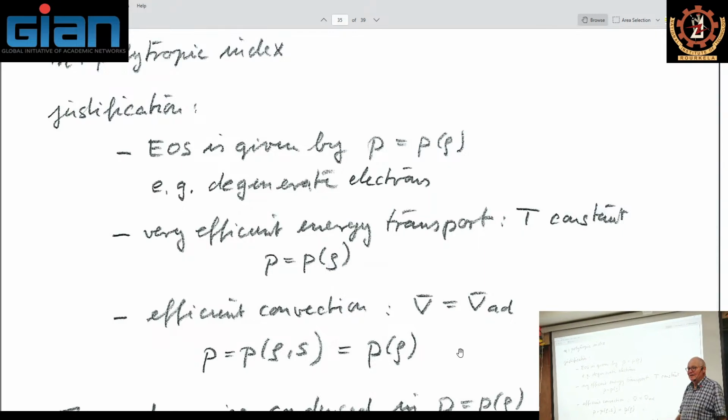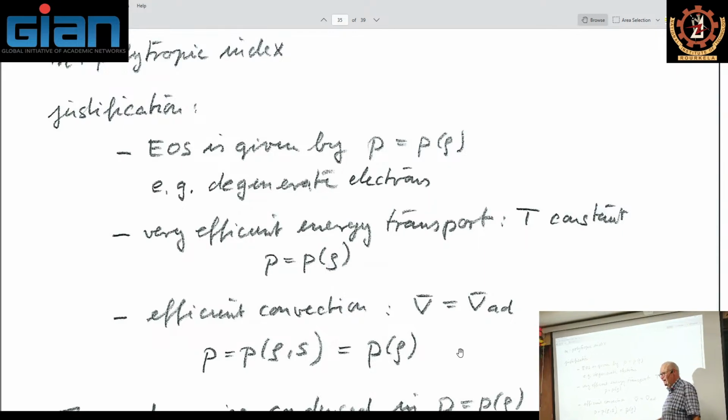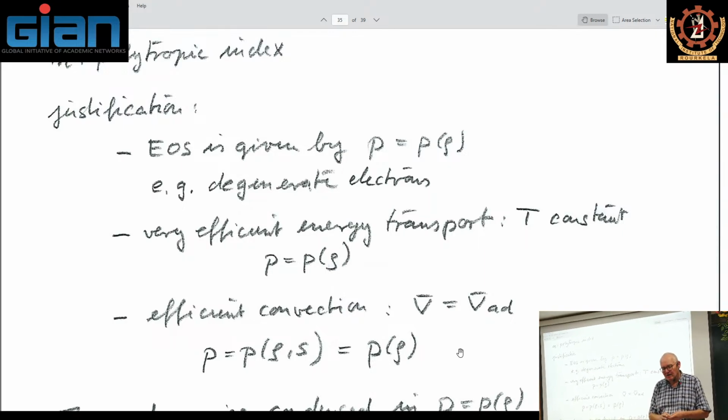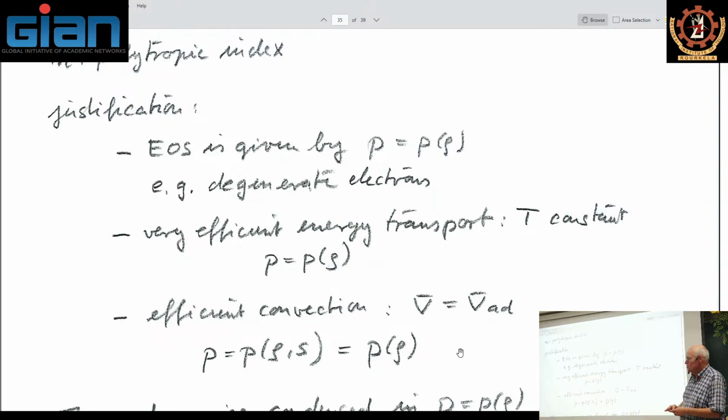What happens then? Efficient convection. We discussed that. If the convection transports energy efficiently, then we know that nabla will be close to the adiabatic value. Or in other words, that within the star we have a constant entropy. Nabla equal to nabla adiabatic means that the entropy is constant. Once we write pressure as a function of density and entropy, this means entropy is constant, and we are left with a relation between pressure and density alone. So in any of these cases, we end up with a pressure-density relation.